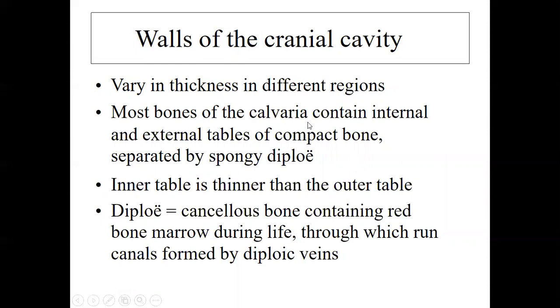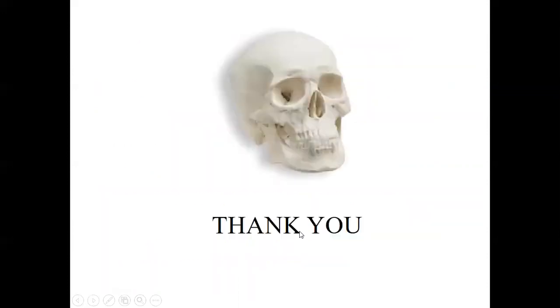Most of the bone of the calvaria contains the internal and external tables of compact bone, which are separated by the spongy diploe. The inner table is thinner than the outer table, and the diploe is cancellous bone that contains red marrow during life. So it means that the diploe has cancellous bone containing red bone marrow during life, and through it run canals formed by the diploic veins.